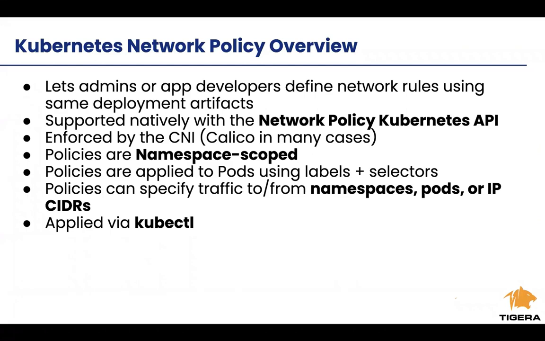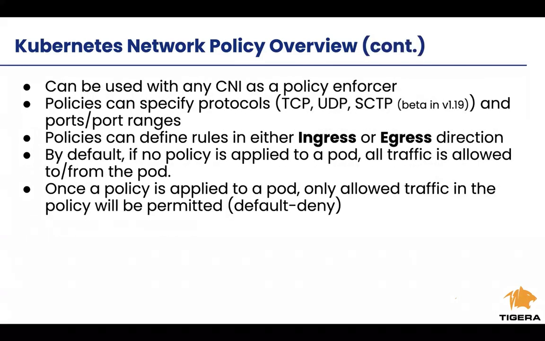Policies use labels and selectors to apply security rules to the targets, endpoints on the pods, and can provide rules to and from namespaces, pods, IP blocks. Within the security rules, you can specify the protocols that Kubernetes today supports: TCP, UDP, and SCTP. That's been added in version 1.19. It's in beta release right now. And you can specify the ports and port ranges within those rules.